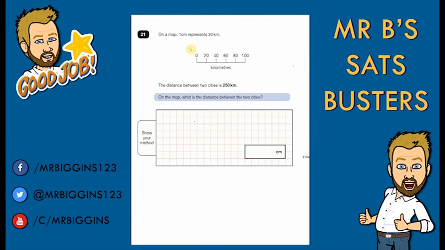Question 21 tells us on a map that 1 centimetre represents 20 kilometres. And the distance between two cities is 250 kilometres. So on the actual map, we need to work out what the distance is between the two cities. So we need to work out in centimetres how far those two cities would be away from each other on our map. So there's a number of different ways to do this.